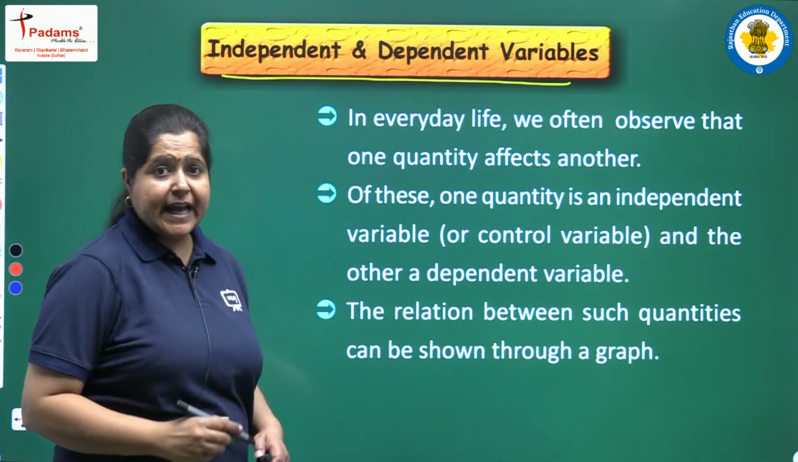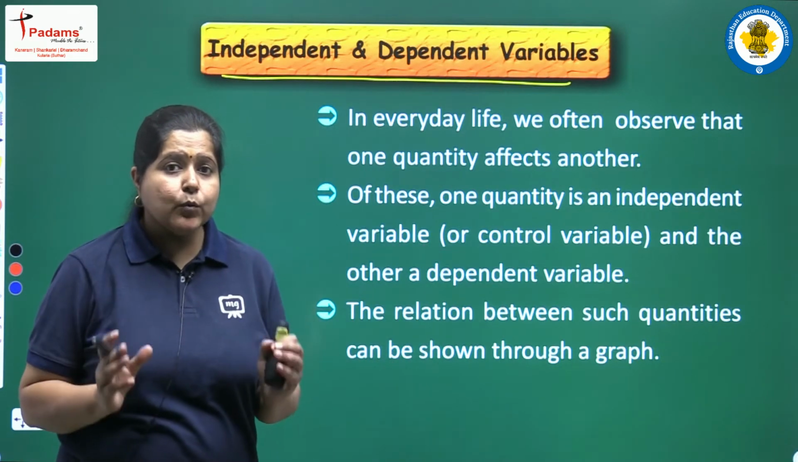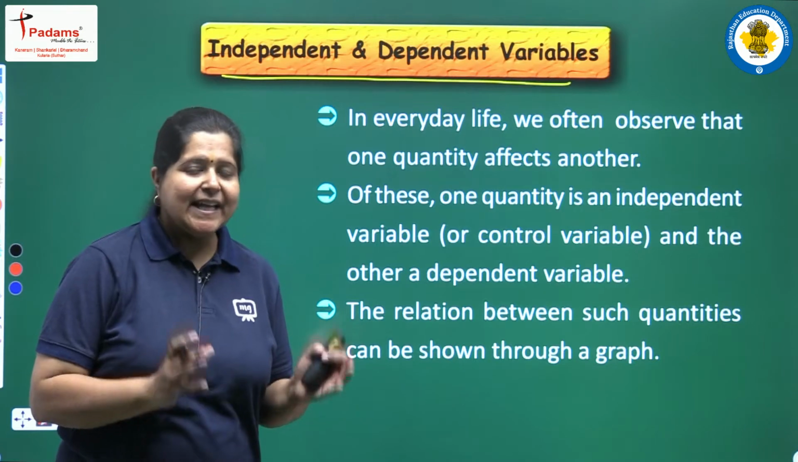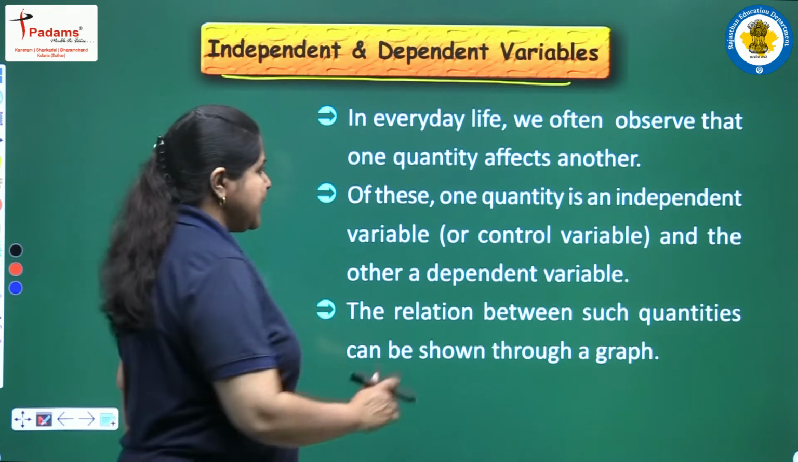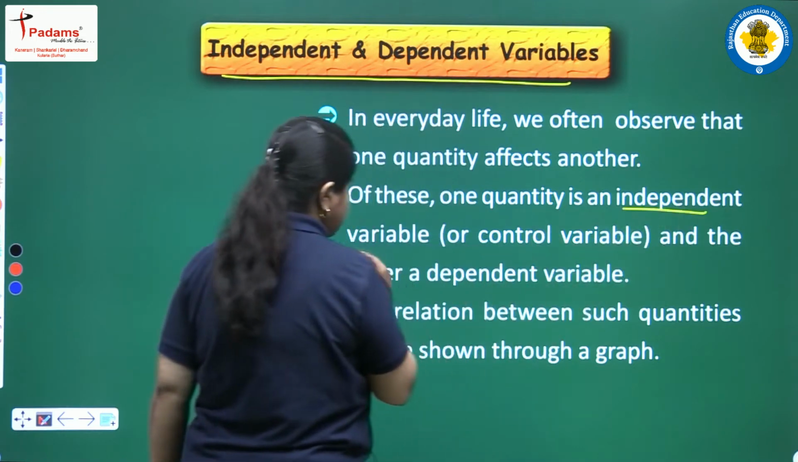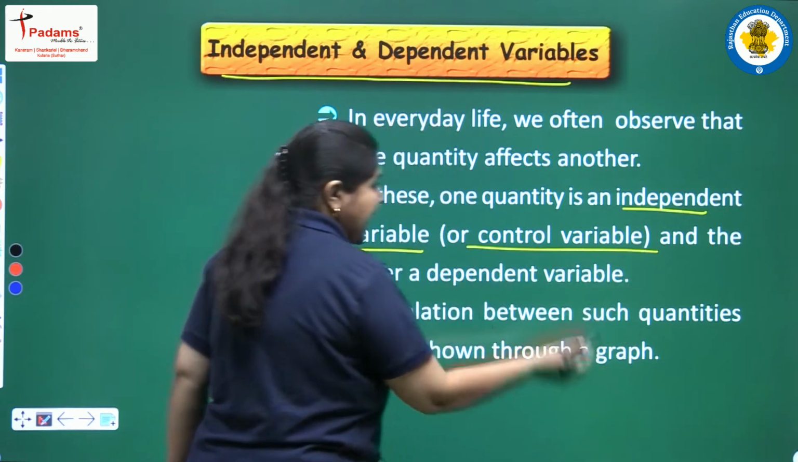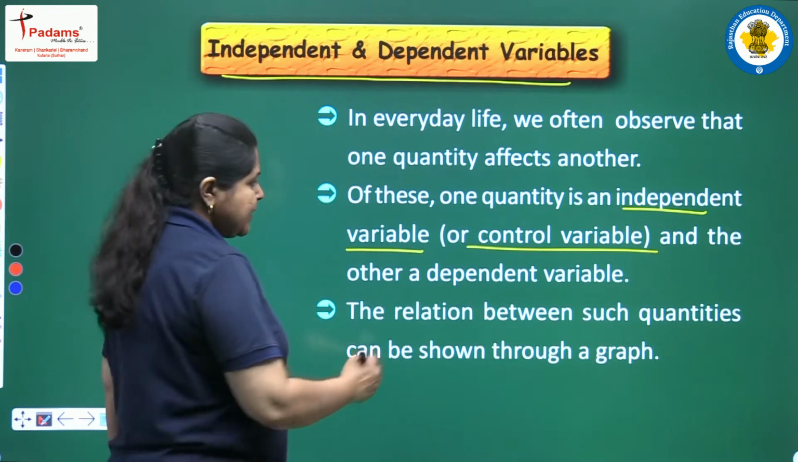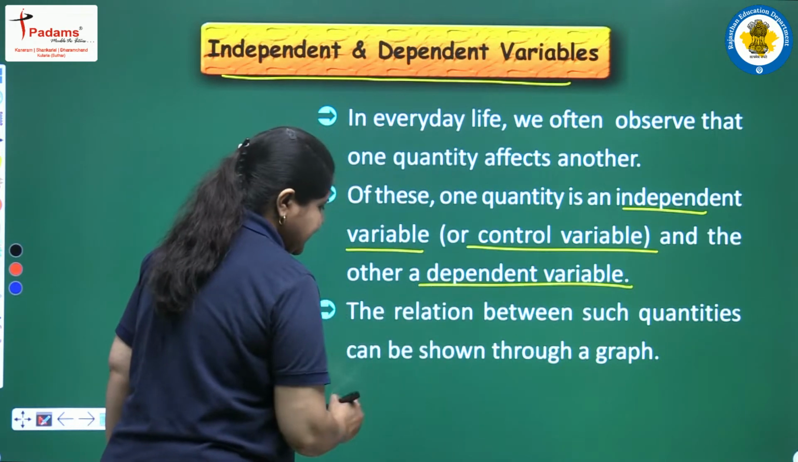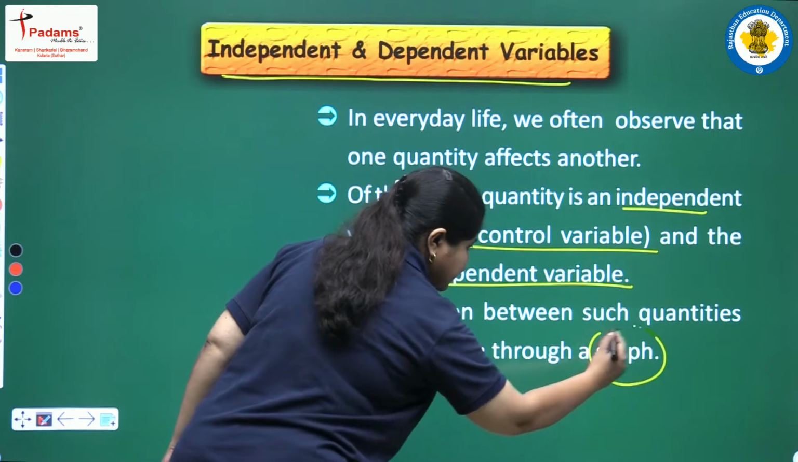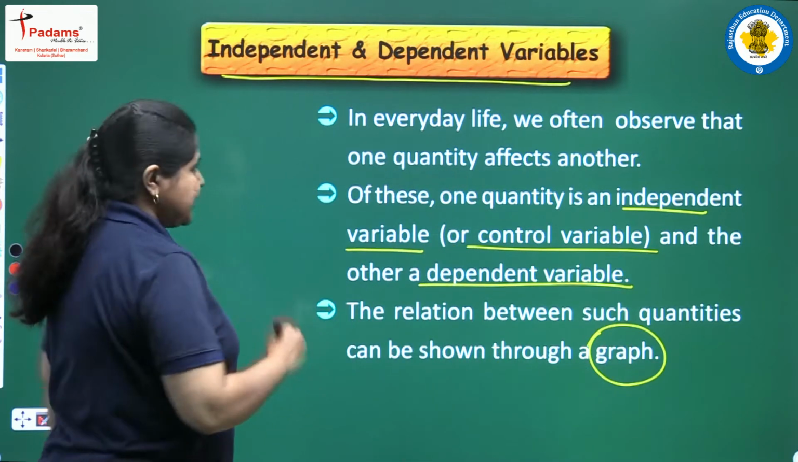In our everyday life, we often see that one quantity affects another quantity, and out of these two quantities, one quantity is said to be an independent variable or control variable, and the other quantity is said to be a dependent variable, and the relation between such quantities can be shown through a graph. Let us take one example.